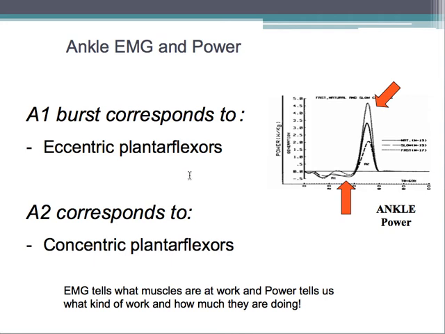So there are essentially two key bursts associated with the ankle power graph, and we can see here this vertical axis is power. A positive power indicates a concentric energy generation from the ankle, and a negative power indicates an eccentric contraction. And so we can see the first burst, which is really not a burst, but a period of eccentric contraction over much of the stance phase of gait until approximately 30 to 40%.